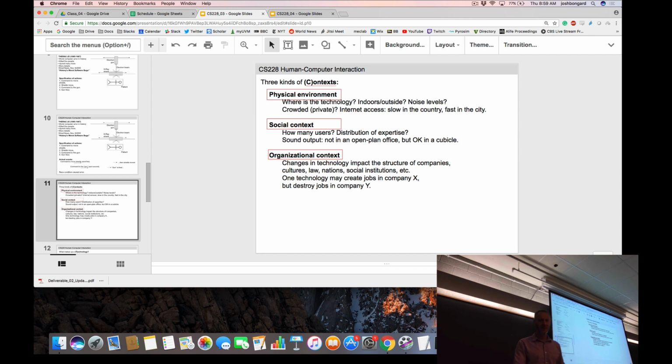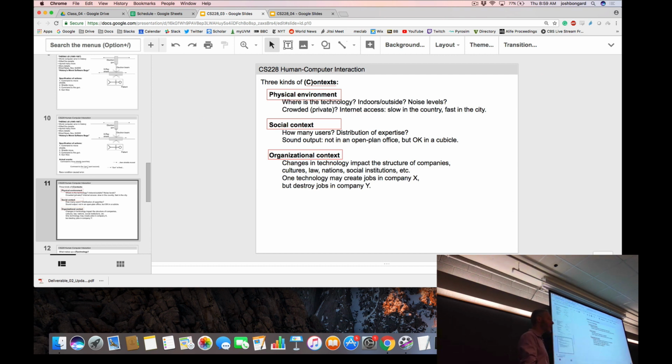Social context, maybe yes, maybe no. How many people are going to be using it? What is the distribution of expertise among the people that are using it? Sound output, for example. If there are going to be a lot of people, it might make sense not to allow sound output in an open plan office or give the option to mute. And if I mute, is there closed captioning, or is there some way to convert the audio to video? In a cubicle or a closed office, that's fine. It depends. Again, you might just build in options so people can set them as they like.